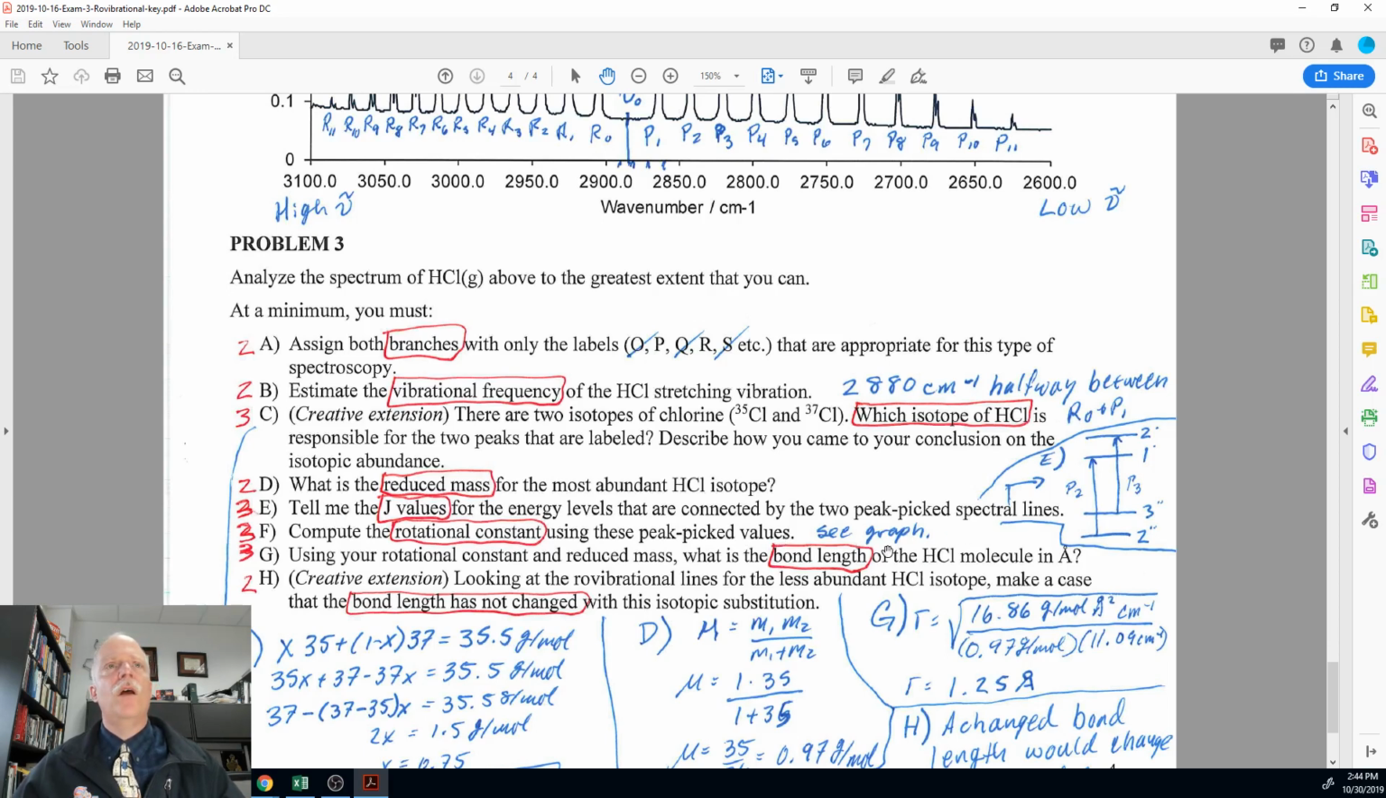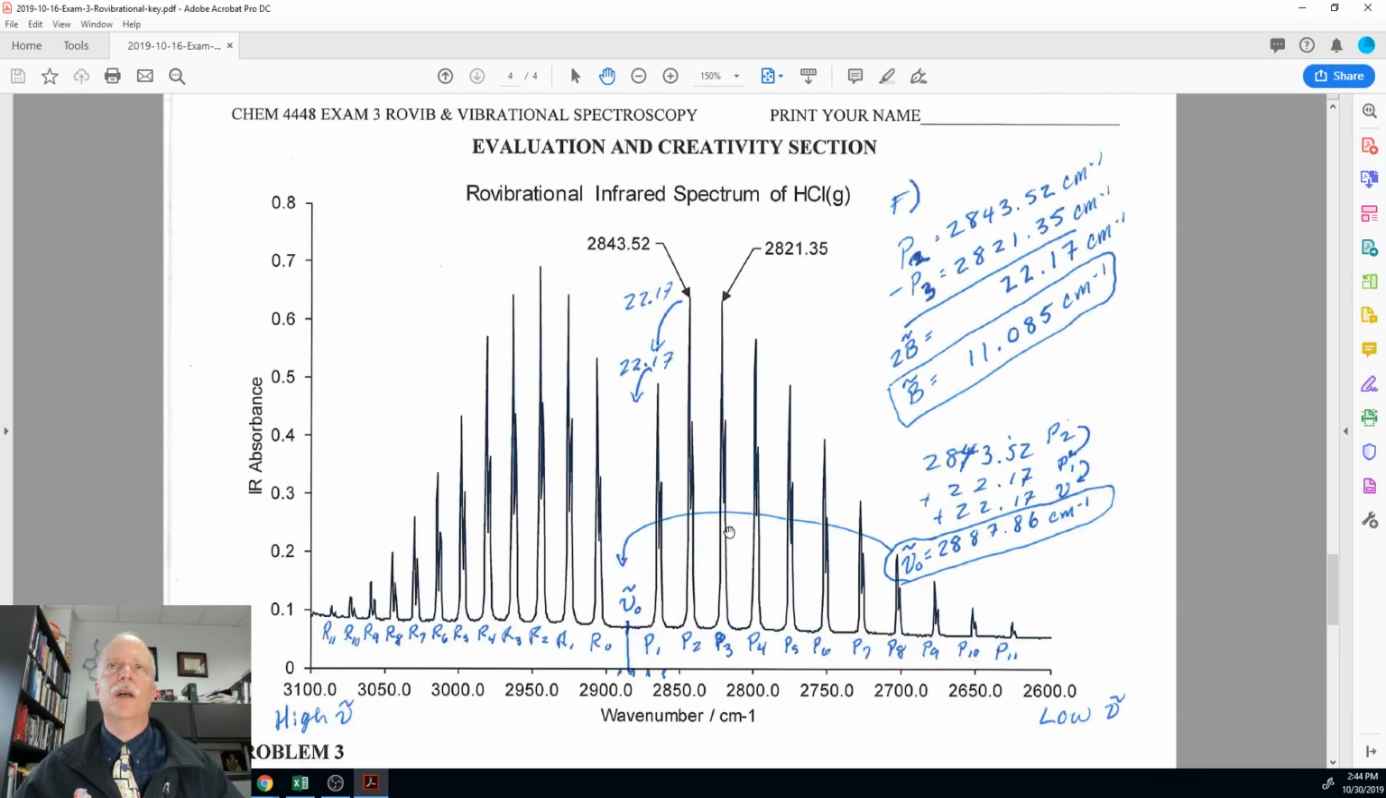Okay. Using your rotational constant and reduced mass, what is the bond length? First, what is the rotational constant using these peak values? So we come up here to find the rotational constant. I'll go ahead and speak frankly, I was really disappointed in many of the students in class. We talked in lecture quite a bit about the spacing between the rovibrational lines being 2 times the rotational constant, or 2B. And if you're doing a Raman spectrum, because it's a two-photon process, you need a jump in a couple of J values, and the spacing between the rovibrational lines for Raman is 4B.